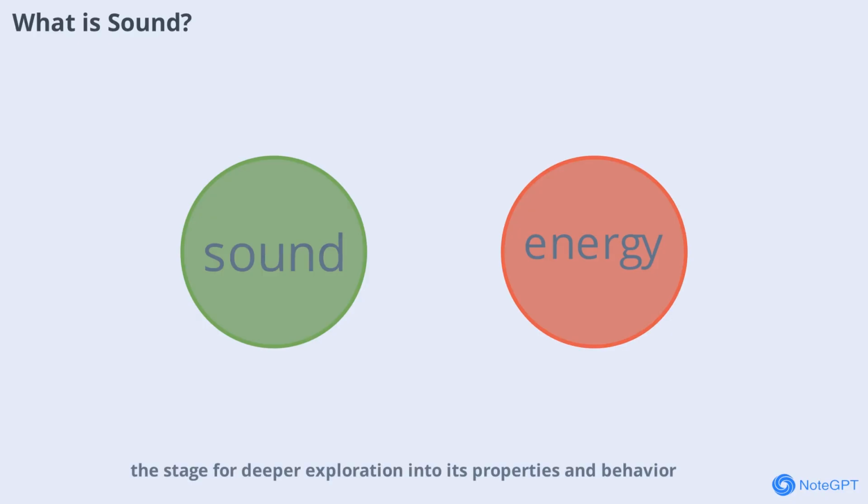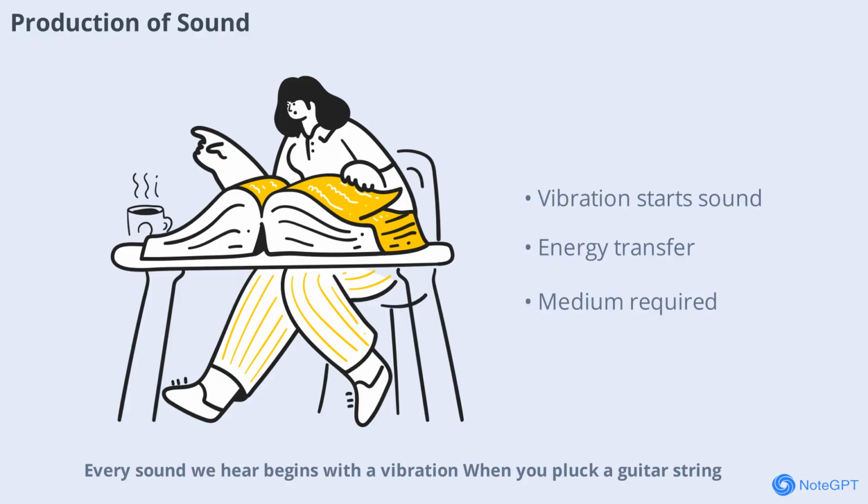properties and behavior. Every sound we hear begins with a vibration. When you pluck a guitar string, hit a drum, or even speak, you create vibrations. These vibrations disturb the particles in the surrounding medium, setting off a chain reaction. The particles bump into each other, passing the energy along in the form of a wave. This process is fundamental to understanding how sound is produced and why different objects create different sounds. Let's look at some everyday examples to see this in action.